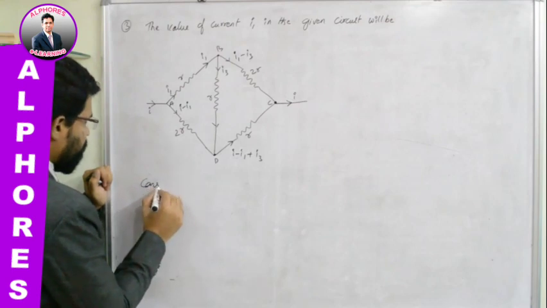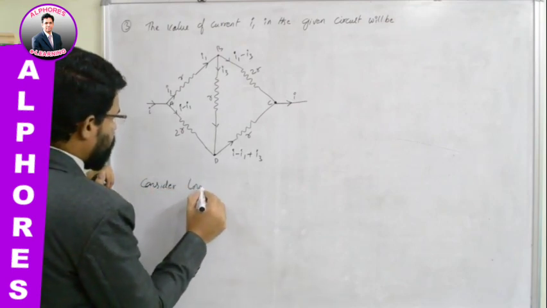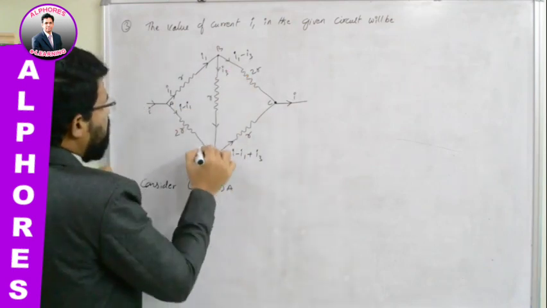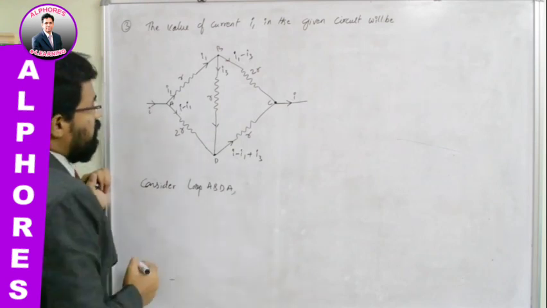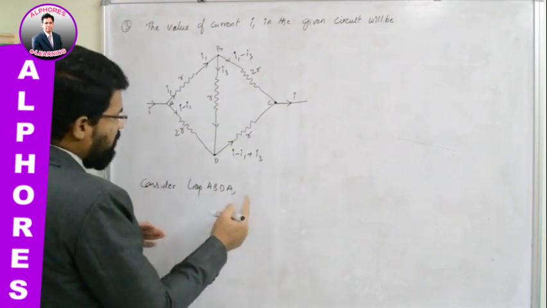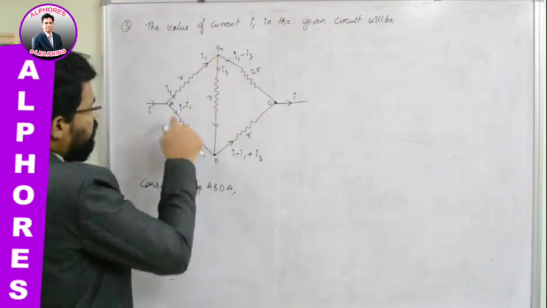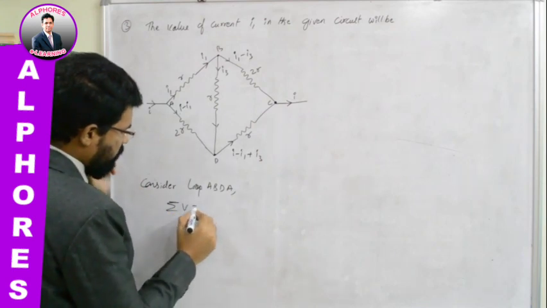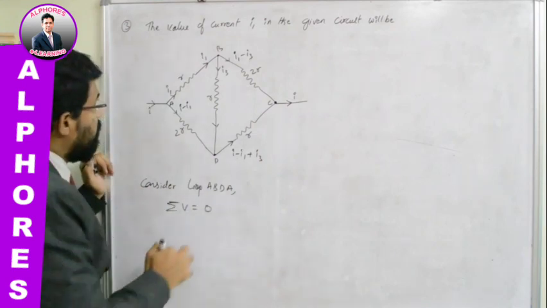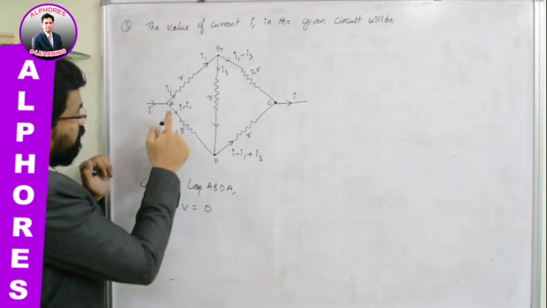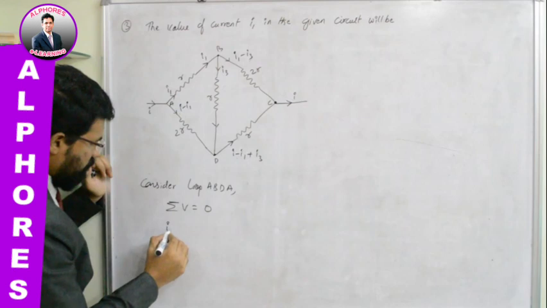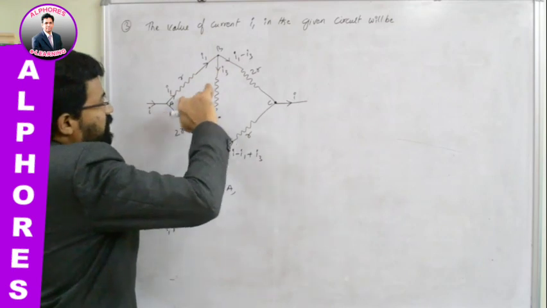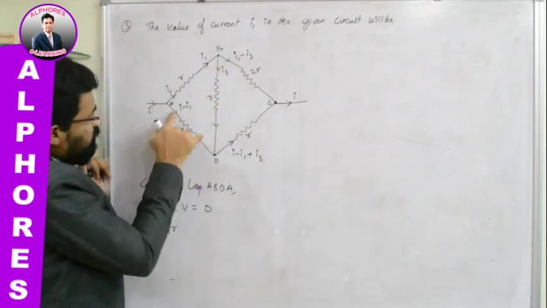Now consider loop A B D A. I'm going to apply the loop law. If I have written the loop as A, B, D, A, what does it mean? I am tracing from A to B, B to D, D to A. So according to the loop law, the algebraic sum of all potential drops across resistors will be equal to how much? 0. So the potential across this resistor R, how much will it be? I1R, isn't it? What sign do you have to take, positive or negative? You are traveling from A to B. You are tracing the circuit A to B, B to D, D to A, like this.